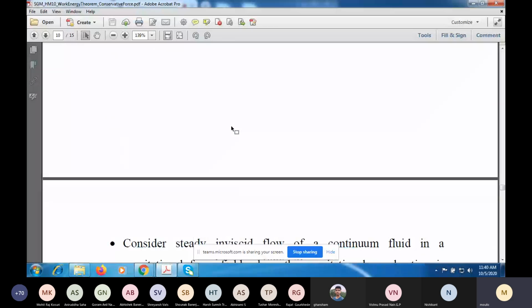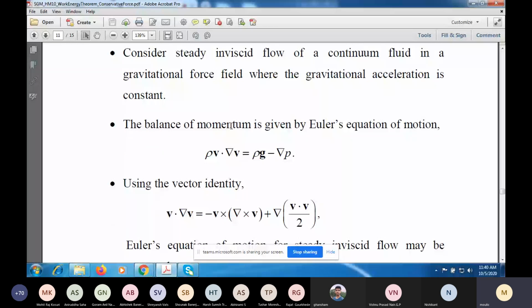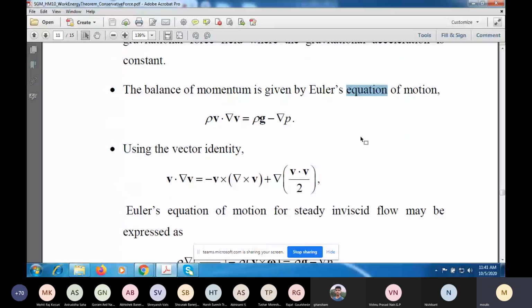Now let us come to the fluid flow. So we are looking at steady flow of an inviscid fluid, which is of course the continuum. Okay. And we're looking at a case where G is constant. Okay. So the balance of momentum is Euler's equation, which you have read in your second year. So for steady flow, the left hand side is simply the convective acceleration times rho. And you have the body force per unit volume on the right hand side and the net pressure force per unit volume on the particle.